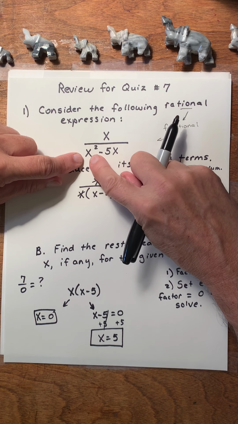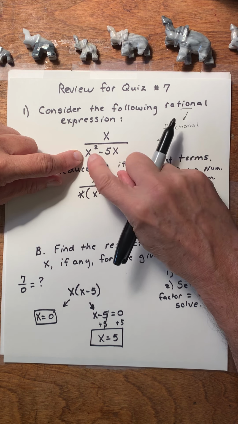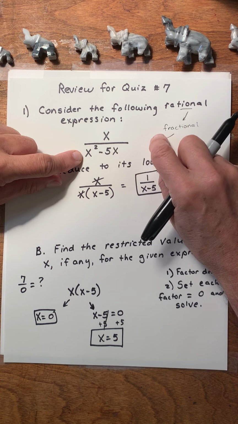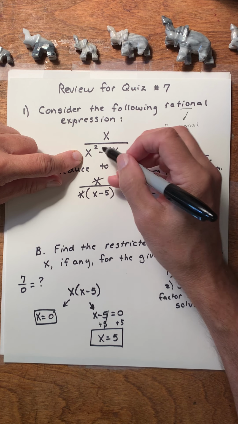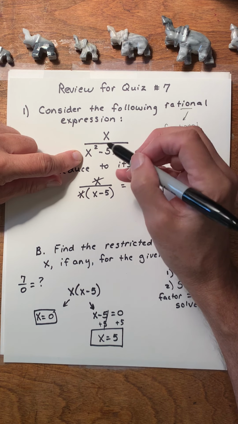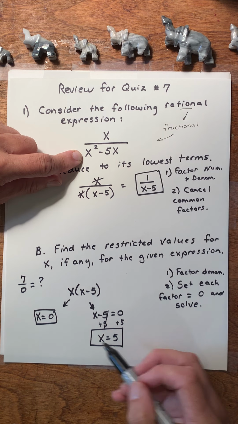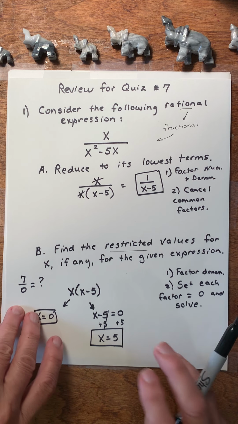Hey, take it back to your original expression. If x is 0, that's 0. If x is 0, that's 0. 0 minus 0, that gives the whole thing a 0. How about if x is 5? 5 squared is 25, minus 5 times 5, which is 25. 25 minus 25, that makes it 0. So these are the two values that are restricted values.